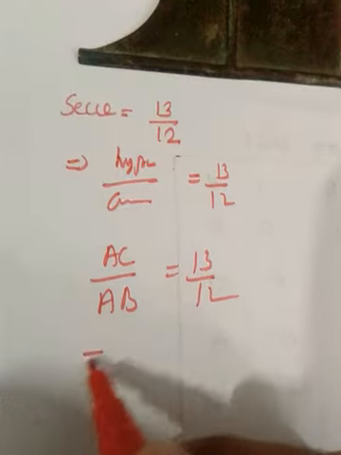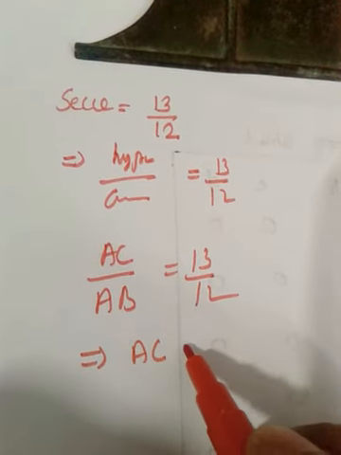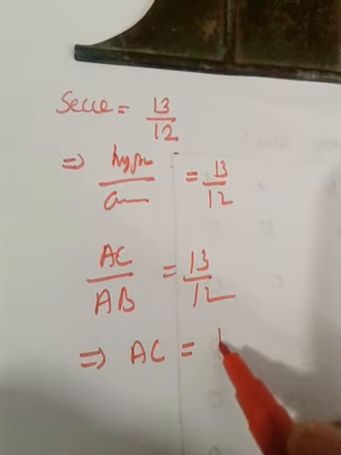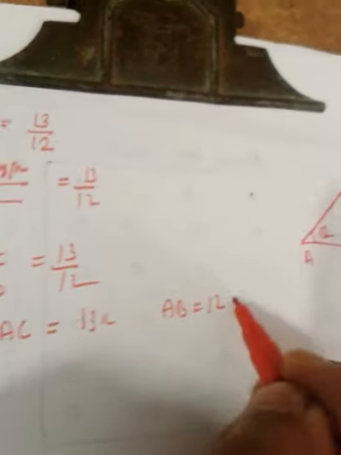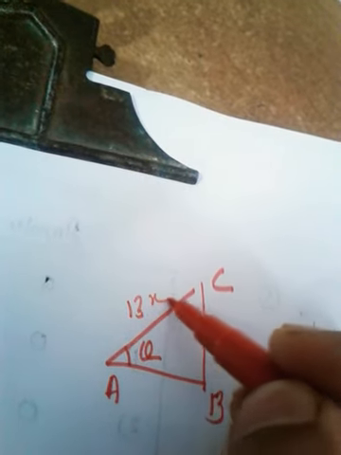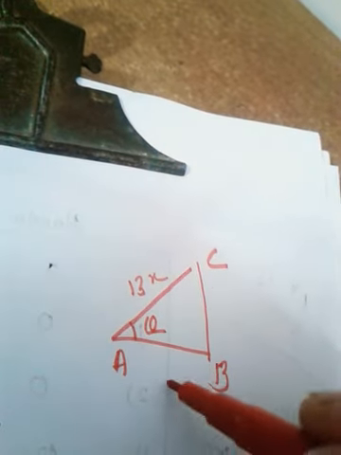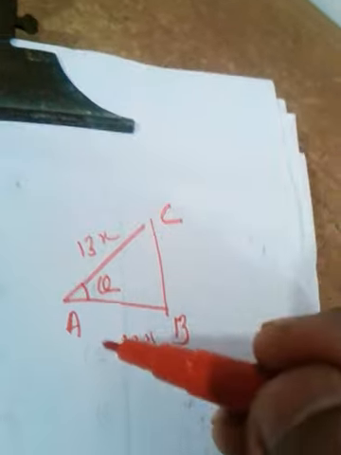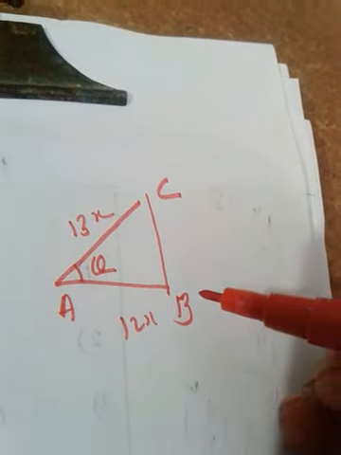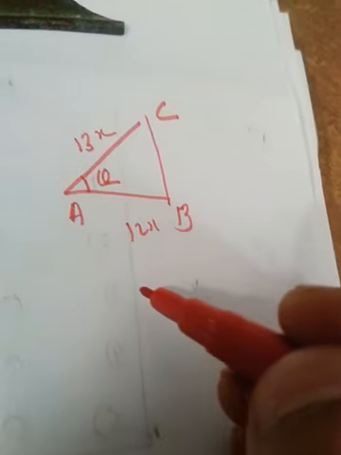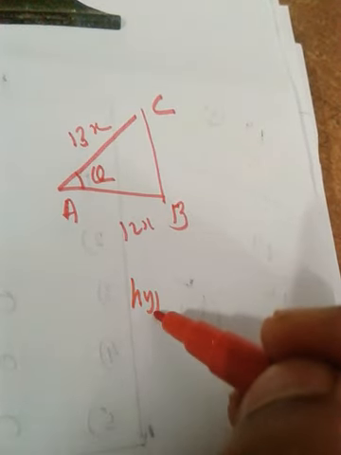Now just see. Now you can write AC as some 13x and AB as some 12x. So that means we got AC as 13x, then AB as 12x. So we need all the 3 sides, then only we could calculate all the other remaining ratios. So here we can use the Pythagoras theorem. So what does the Pythagoras theorem say?